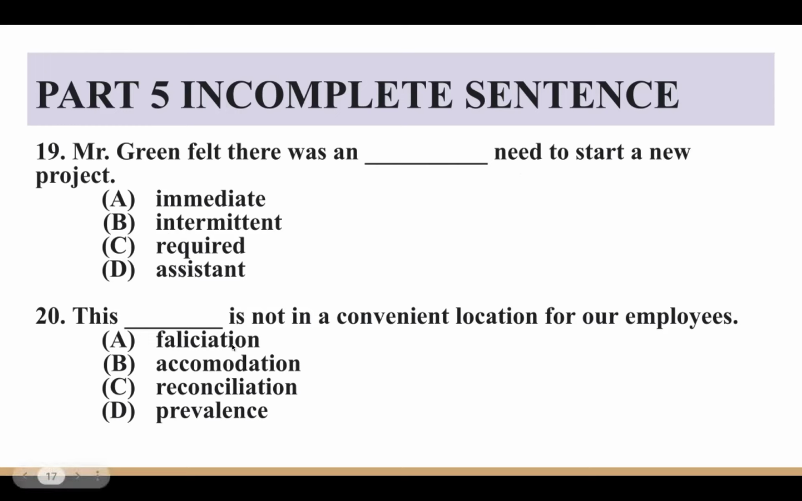Next, this is not a convenient location for our employees: facilitation, accommodation, reconciliation, and prevalence. Accommodation, right? B, because of location here, so it should fit accommodation. Did everyone keep up?